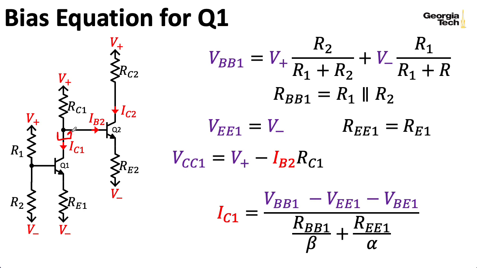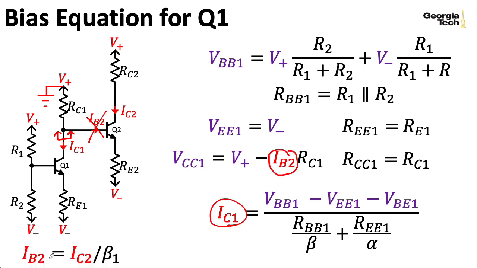Okay, now to compute the Thevenin equivalent resistance looking out of the collector, I zero out the sources. So I open up the current source and I essentially ground the voltage source, so I just see a resistance RC1. Now to figure out IB2, once you figure out what IC1 is, you can just divide by beta 1 to get IB2. That's useful if you want to check to make sure that Q1 is acting in the active region.